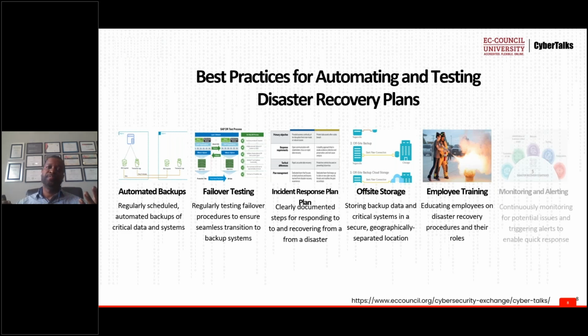And finally, continuous monitoring and alerting ties it all together. Early detection and automated alerts help identify threats in real time, enabling teams to respond before a full-blown disaster unfolds. Together, these best practices ensure your recovery plan isn't just built, but battle-tested, automated, and ready for whatever comes next.